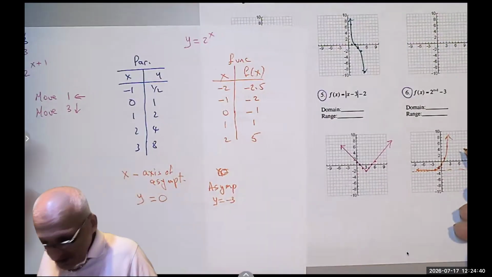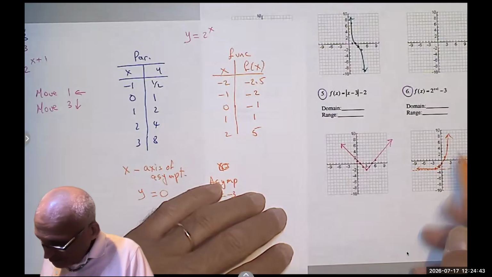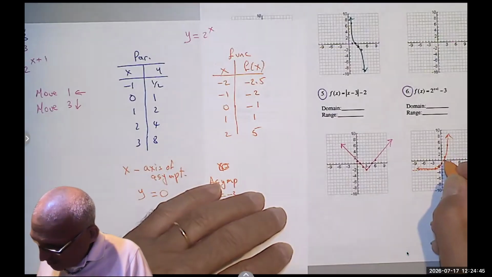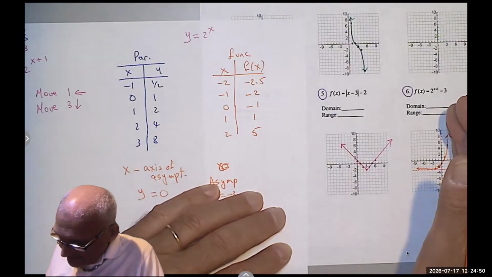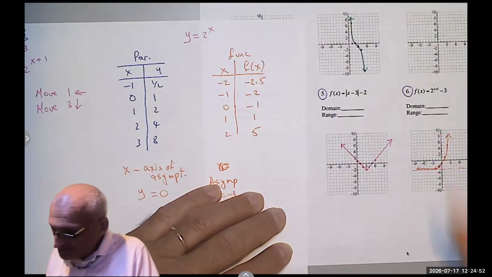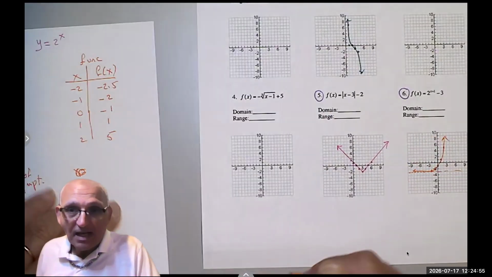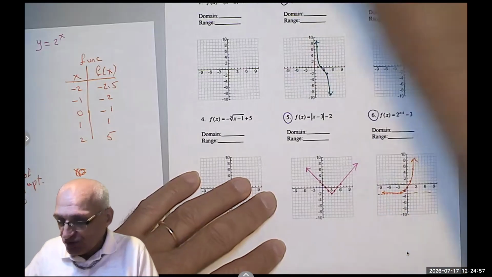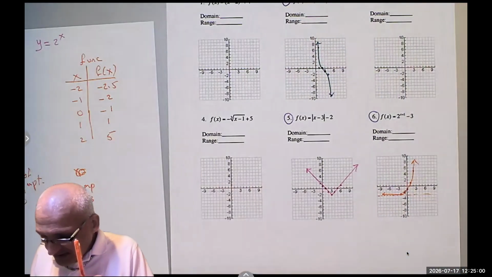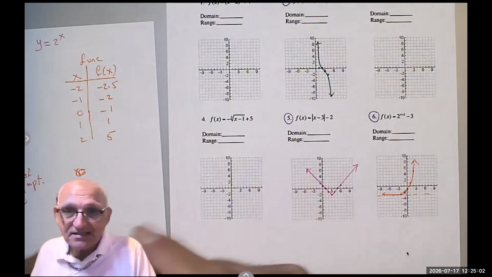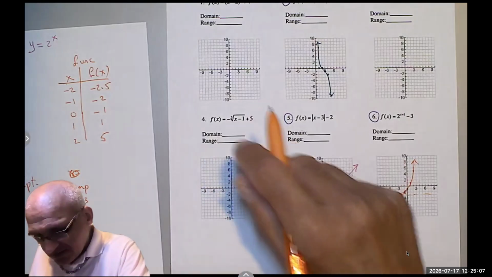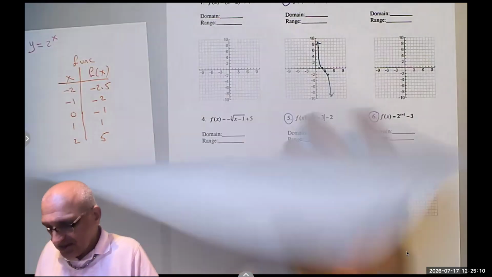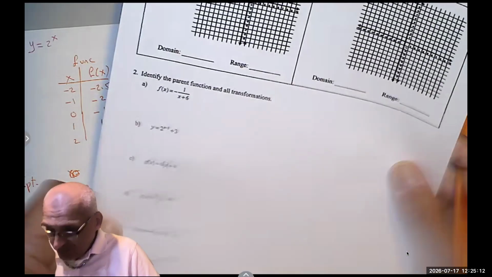I moved 1 to the left because at 1 I should get 2, and then at 2 I get 4. So I moved 1 to the left and then moved 3 down. And basically that's it. Okay, so we learned, oh, the only thing we didn't see here is the dilation. So let's see the next problems. If I don't see a dilation, I will show you one. Yeah, we do have dilations here.